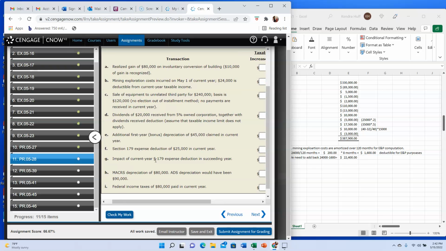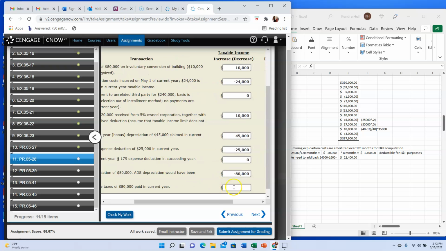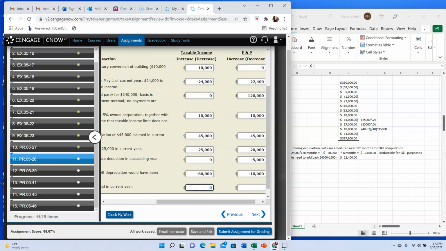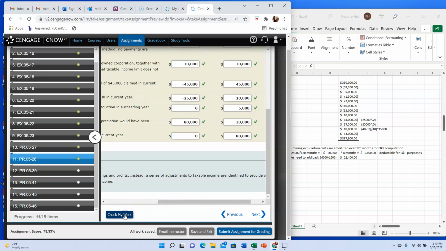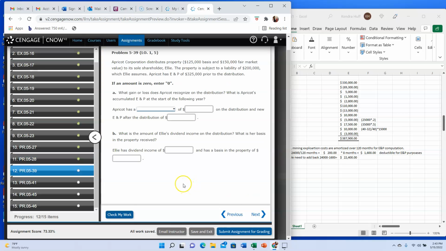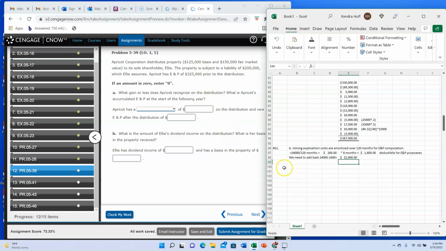Federal income taxes of 80 paid in the current year. You can't take those for tax purposes, but you do subtract it out for earnings and profits. Oh my gosh, let's check that. I'm going to be surprised. Oh, okay. All right, next one, number 12. I think there's 15. I'm not positive.